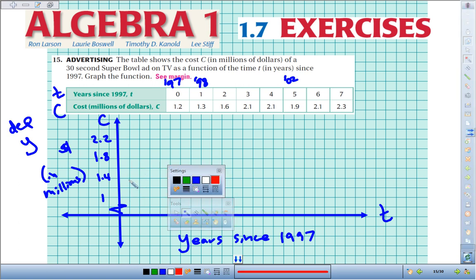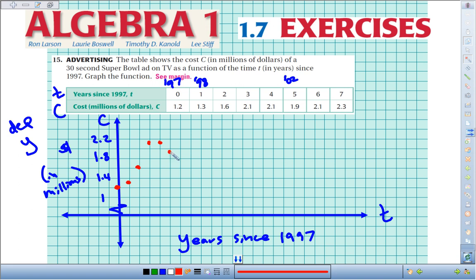So we've got 0, 1.2. I'm over 0, I'm up 1.2, that's going to be right there. 1, 1.3, right about there. Over 2, up 1.6. 1.6 is right there. 3, 2.1. Holy cow, so it jumped way up 3 years later. 2.1 is right there. 4 is also 2.1. 5, it dropped a little bit, so we're 5, 1.9.